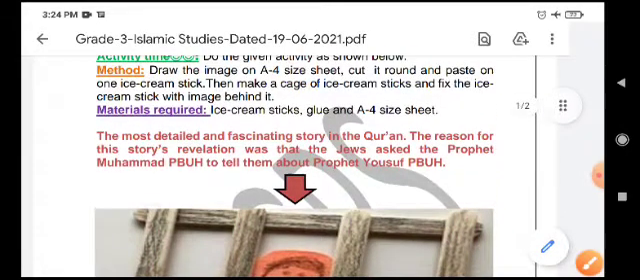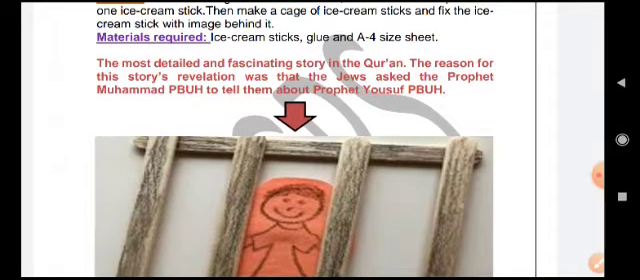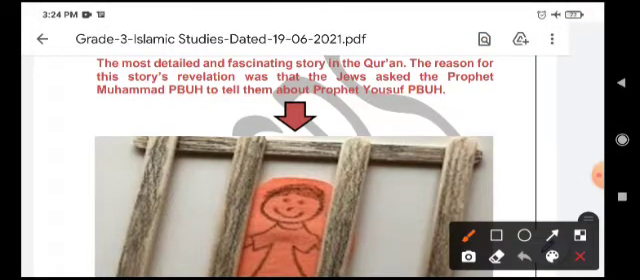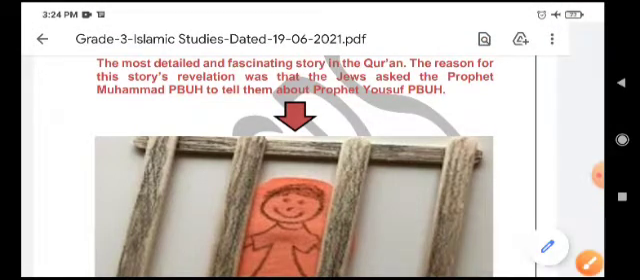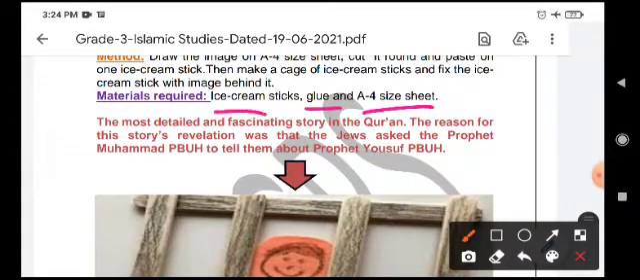And this will be a cage of ice cream sticks, where we will depict our story, how Joseph was put behind, how Prophet Yusuf was put behind the bars. It is the most detailed and fascinating story in the Quran. Dear students, the materials you will require for this are ice cream sticks, glue, A4 size sheet, and colors.